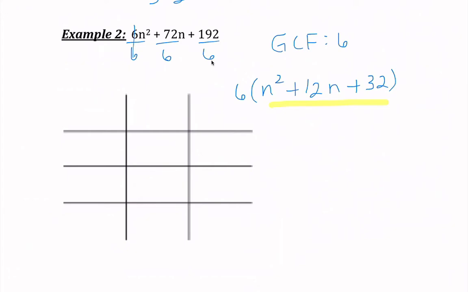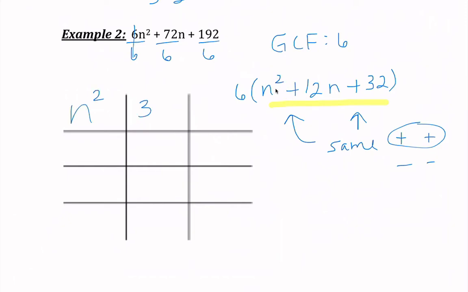I look at my last sign. It tells me that my signs will be the same, which means it will be a plus and a plus or a minus and a minus. To determine which one it is, I look at the first one, which tells me it should be 2 plus signs. I put my first term in the first box, my last term in the box beside it, and my middle term, including its sign, in the bottom.